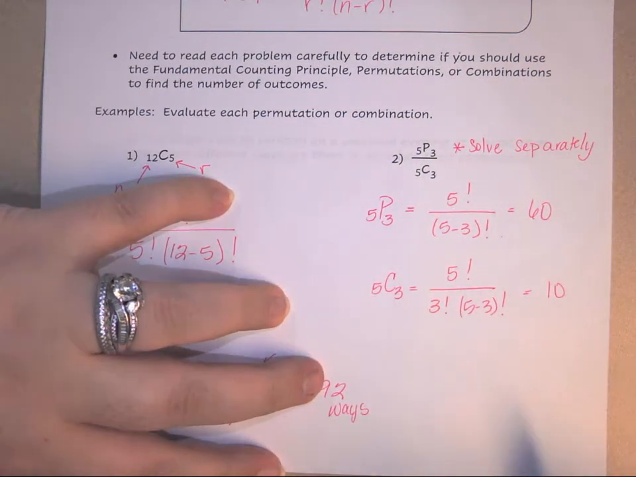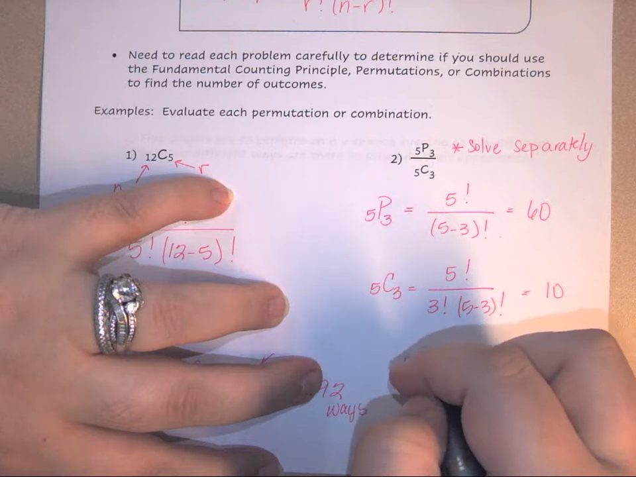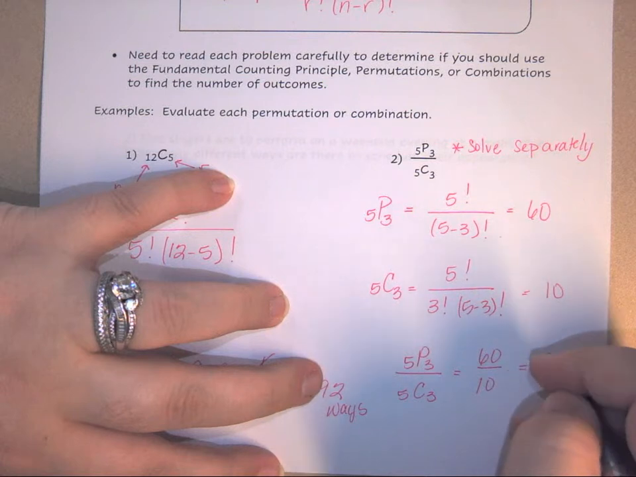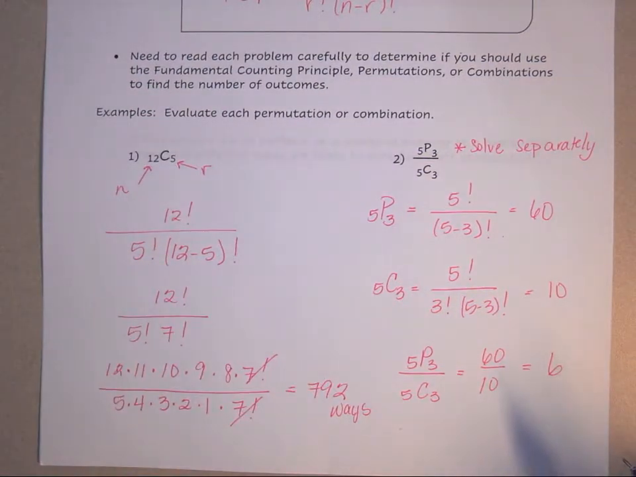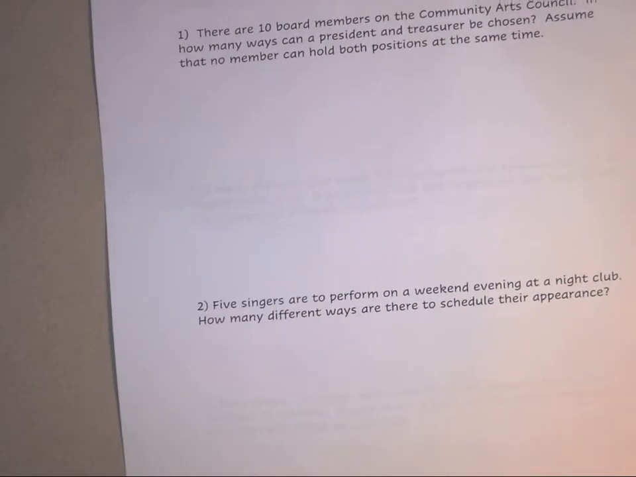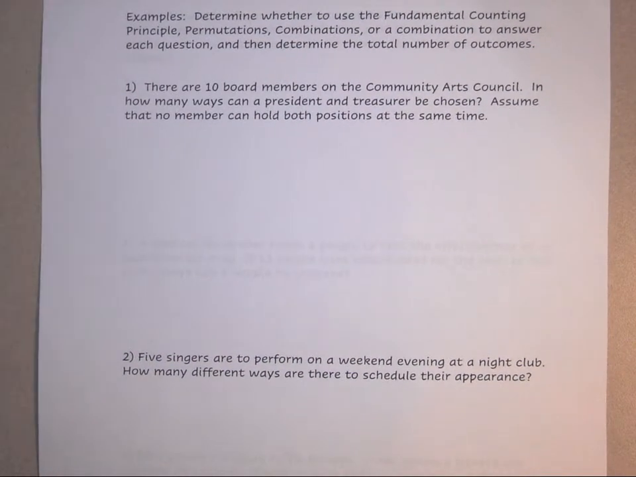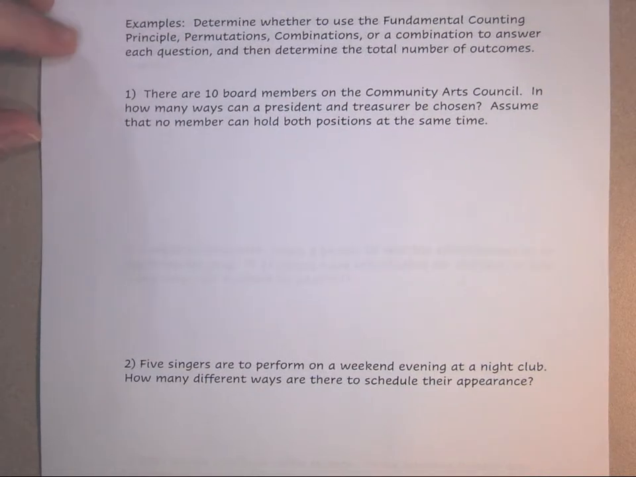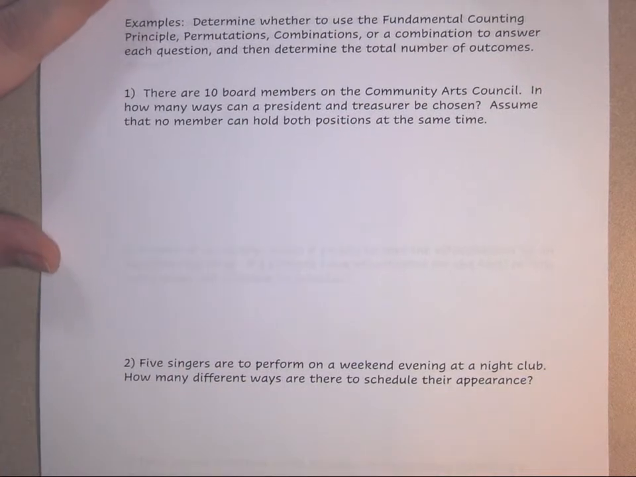Now if you look at the second example here, notice I have a permutation and a combination. The biggest thing that you want to take note of is that you are going to solve these separately, then combine. So the first thing we're going to look at is 5 permutation 3, which is going to be 5 factorial over (5 minus 3) factorial, which is going to end up giving me 60 as a result.